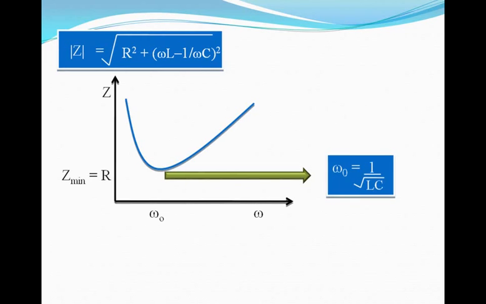I have written omega naught here because omega naught represents a very special value of the angular frequency such that Z minimum is R, isn't it? So when omega naught is 1 by root LC, the net impedance of the system is only R and resonance occurs. Now since omega is 2 pi f, you can say that the resonant frequency is 1 by 2 pi square root of LC, isn't it? So that also you must remember.